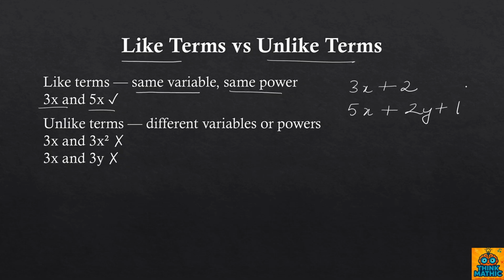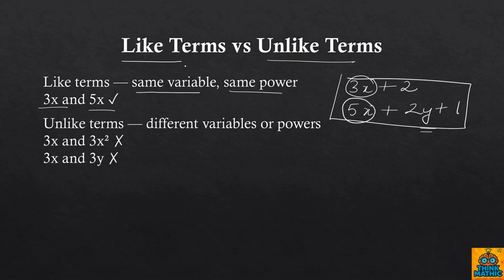Now here, how many like terms are there in these two expressions? We can see here we have 3x, which is having the same variable. Again, in this expression, we have 5x. So there is only one like term over here. Since y is a different variable, it will not be considered as a like term.